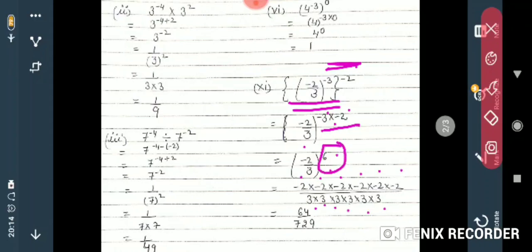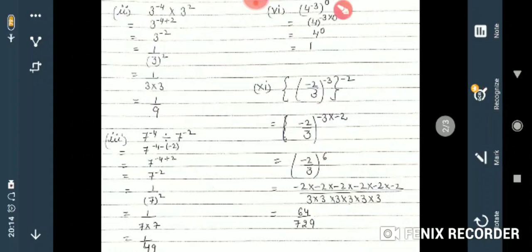Since the power is positive, and since the power is even, the answer will be positive. If you multiply 2 six times, what will you get? 64. If you multiply 3 six times, what will you get? 729. So the answer is 64 upon 729.